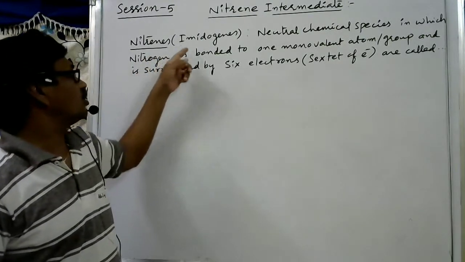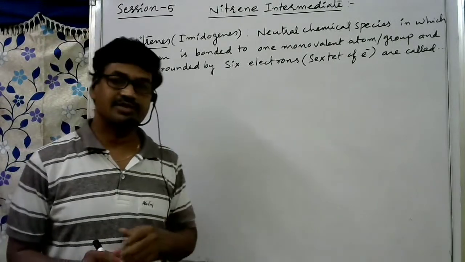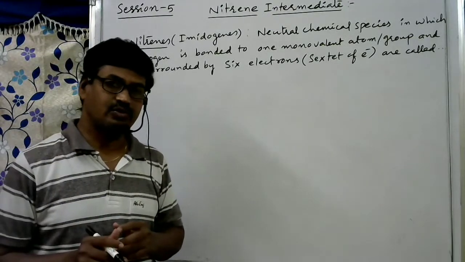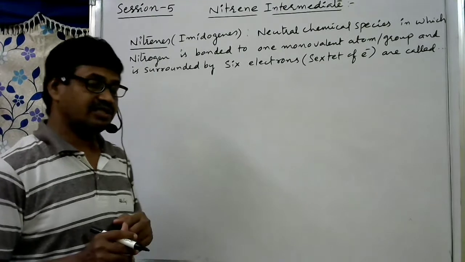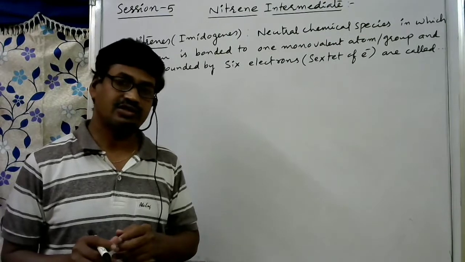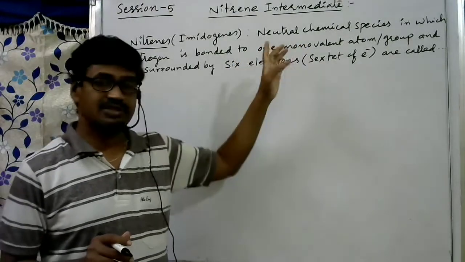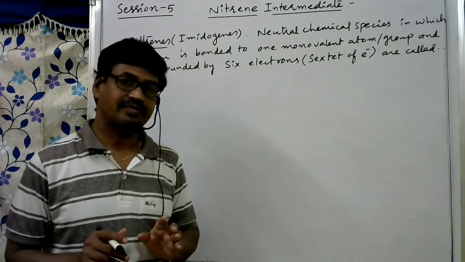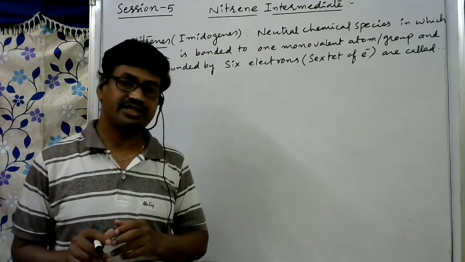Nitrene intermediates, also called imidogens, are neutral chemical species in which a nitrogen atom is bonded to a monovalent atom or group and is surrounded by 6 electrons. There is a sextet of electrons. What is a nitrene intermediate? A neutral chemical species in which nitrogen is bonded to one monovalent atom and is surrounded by a sextet of electrons is called a nitrene intermediate.